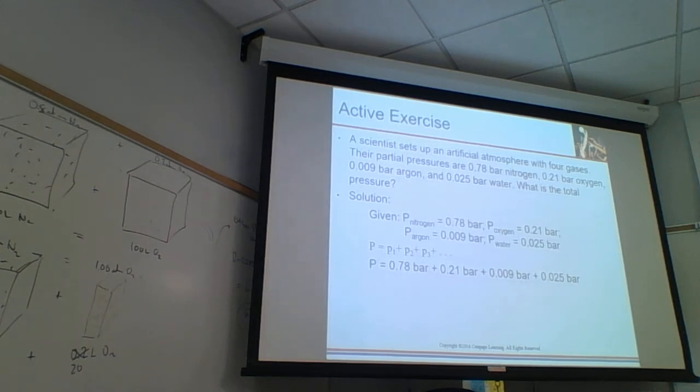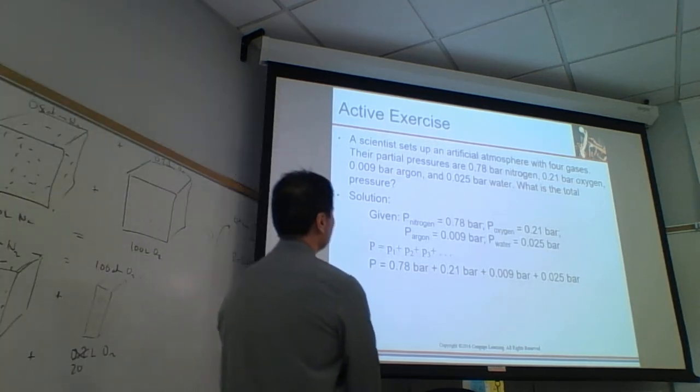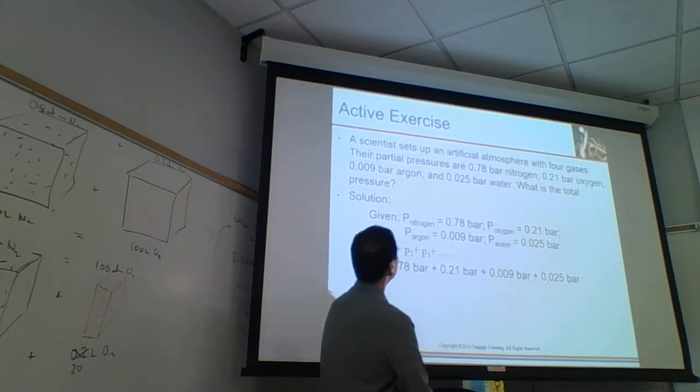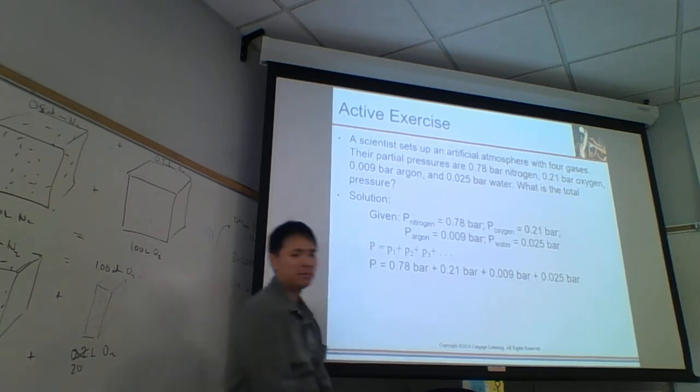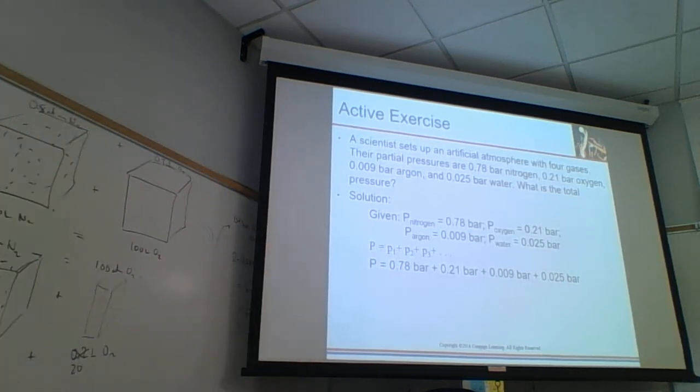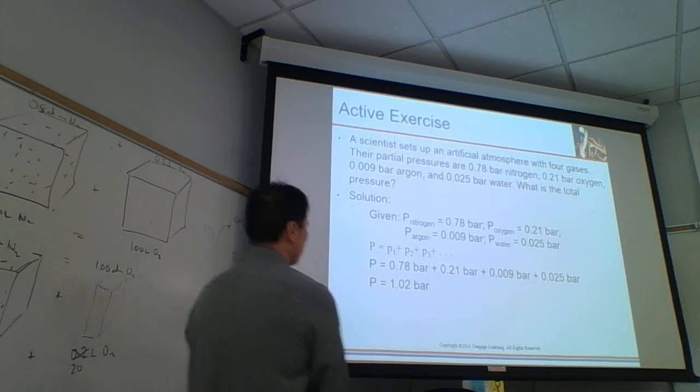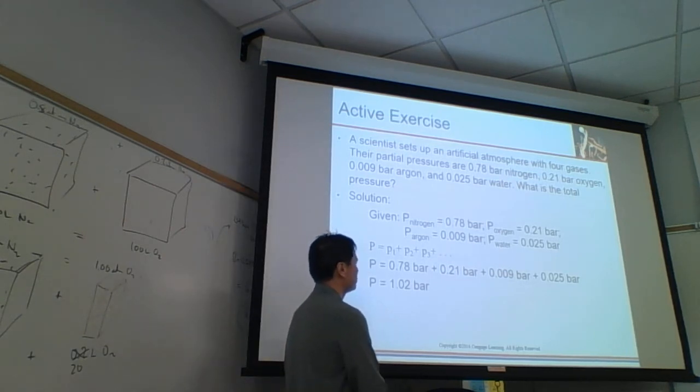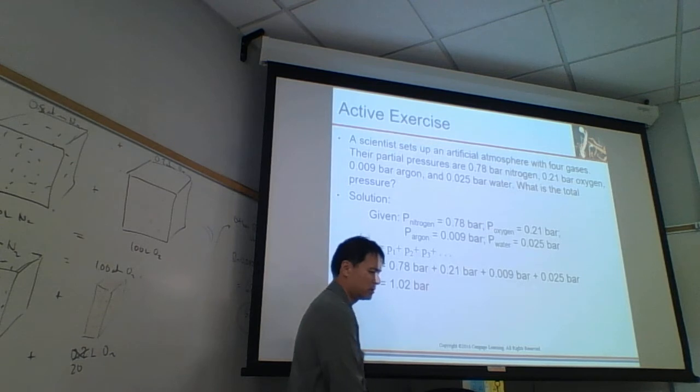So we just added up 0.78 bars of nitrogen plus 0.21 bars of oxygen plus 0.009 bars of argon plus 0.025 bars of water. Add those up, and how many bar total do we end up with? 1.02 bars. Any questions? They didn't give us the volume, but we know whatever the volume is, the volume of this artificial atmosphere is equal to the volume of nitrogen, which is equal to the volume of oxygen, etc.